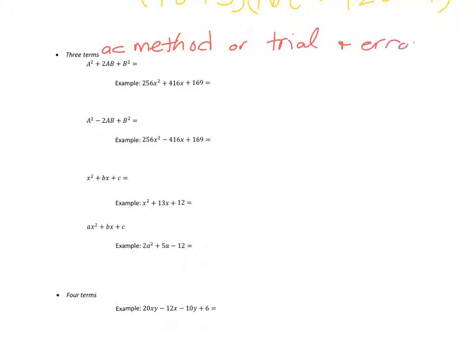And we also have some shortcuts. For instance, this one, a squared plus 2ab plus b squared is a perfect square trinomial, so it's (a plus b) all squared. And that's helpful for these examples, like 256x squared plus 416x plus 169.